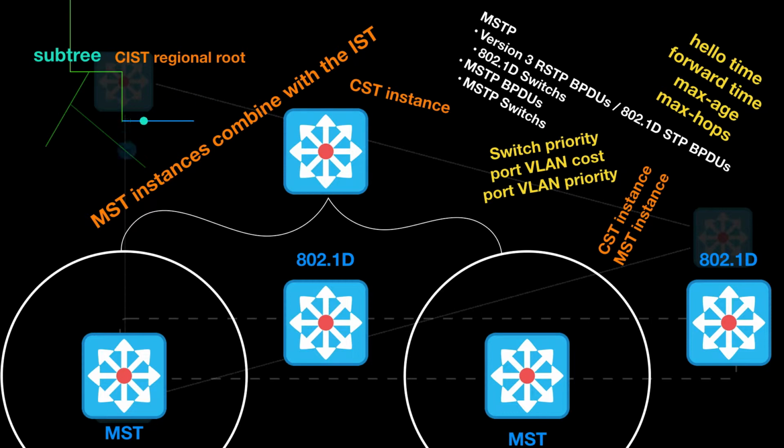MSTP devices use version 3 RSTP BPDUs or 802.1D STP BPDUs to communicate with legacy 802.1D devices. MSTP devices use MSTP BPDUs to communicate with MSTP devices.